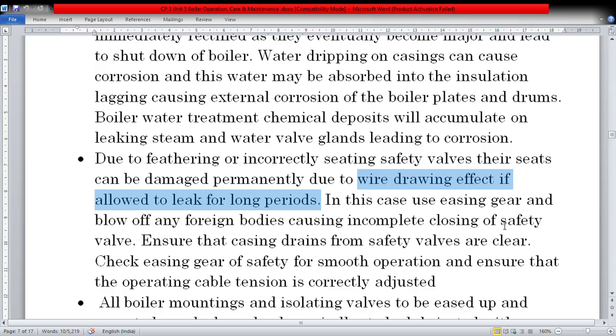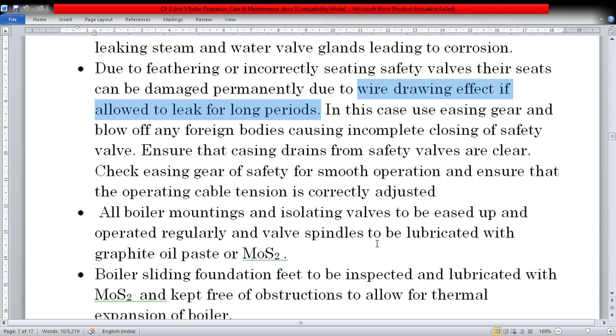In this case, use the easing gear and blow off any foreign bodies causing incomplete closing of the safety valve. Ensure that casing drains from safety valves are clear. Check the easing gear of the safety valve for smooth operation and ensure that the operating cable tension is correctly adjusted. All boiler mountings and isolating valves are to be eased up and operated regularly, and valve spindles lubricated with graphite, oil paste or MoS2.